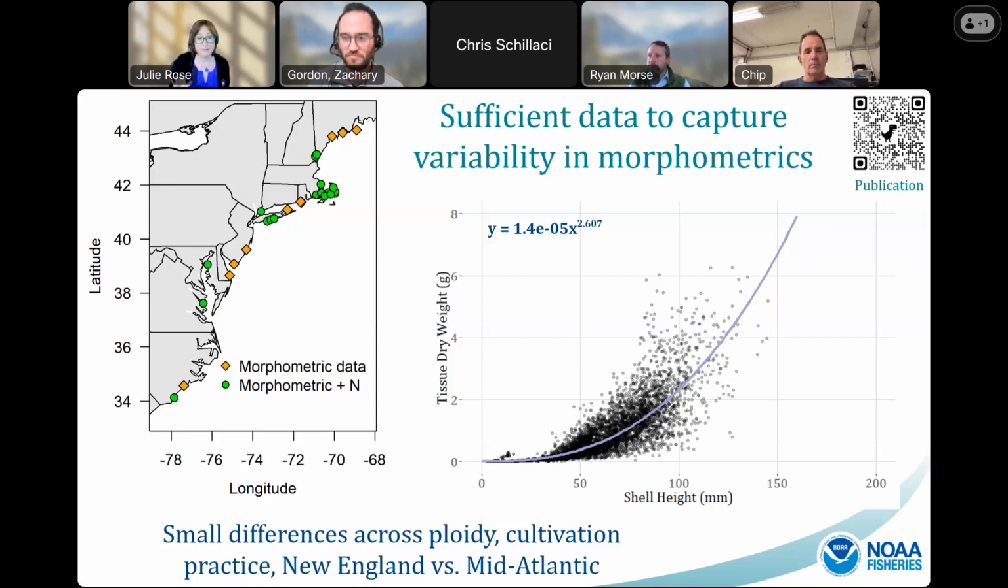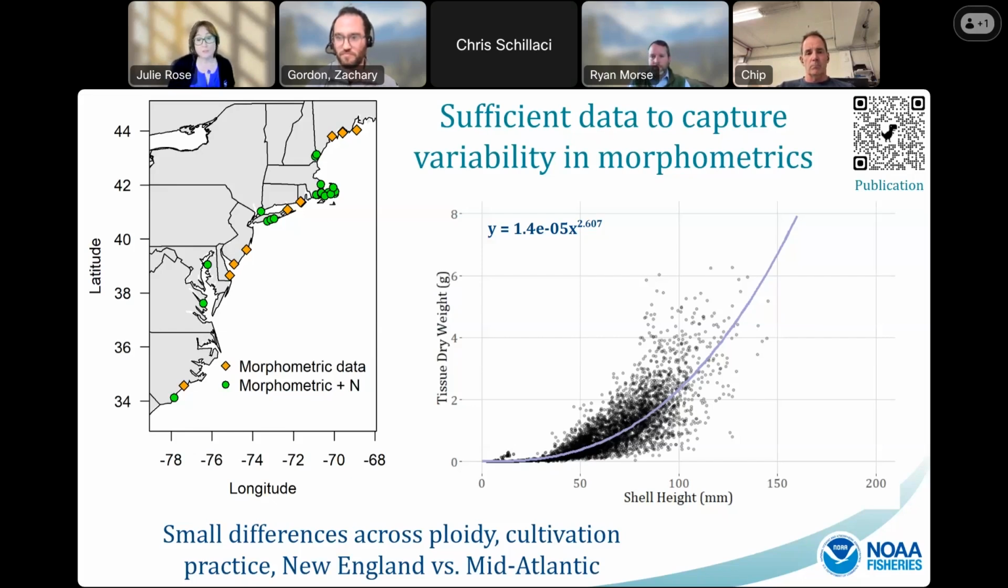On the right, I have the data plotted here with, again, the animal size on the x-axis and the weight on the y-axis. The purple line that runs through it is the median, the middle value, what we think is a typical value for this relationship between size and dry weight.